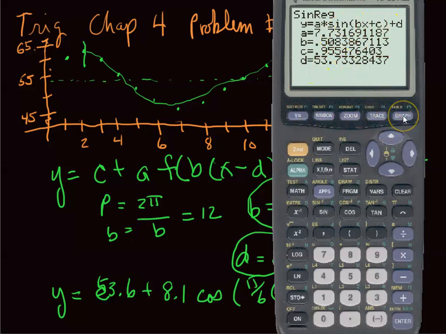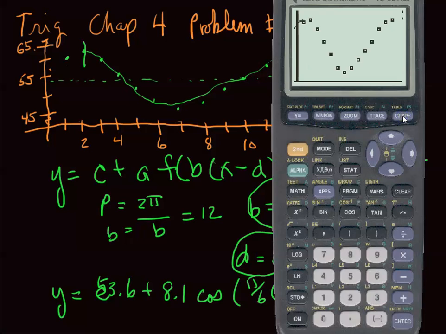Let's see how this fits. Let's graph this. So this is ours, what we put in Y1. And then it's the calculator's regression curve, which barely peeks out from underneath ours. So we didn't do a bad job at all. That's how you do it on the calculator.